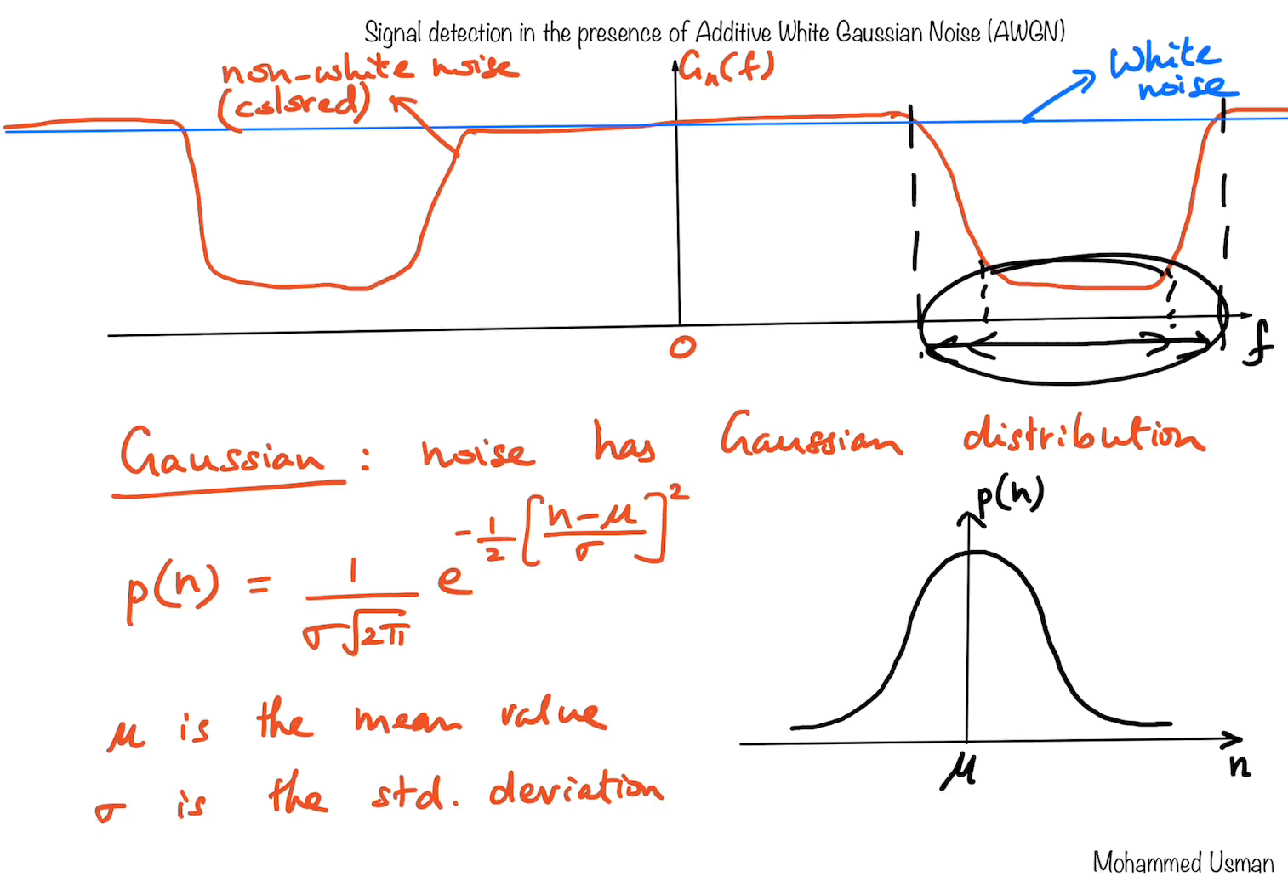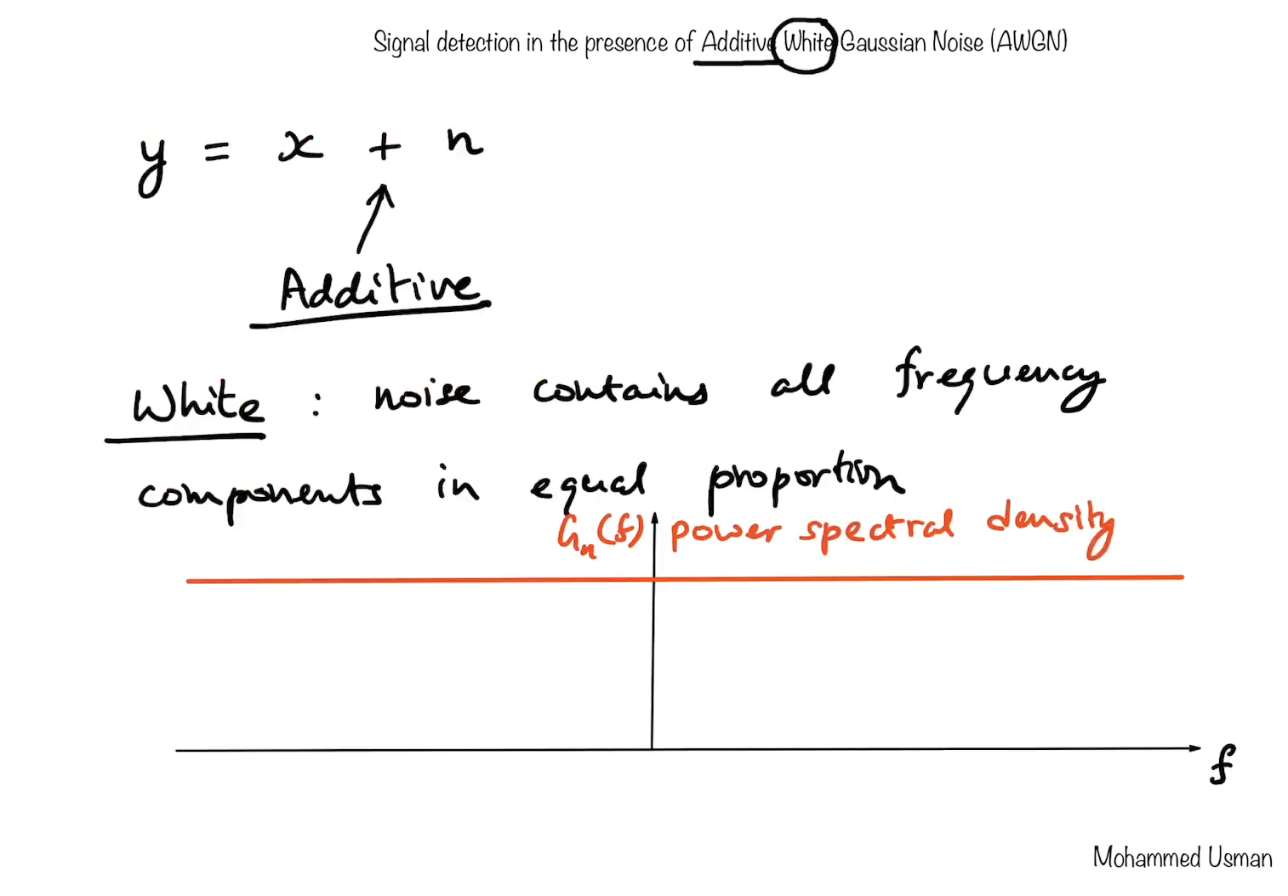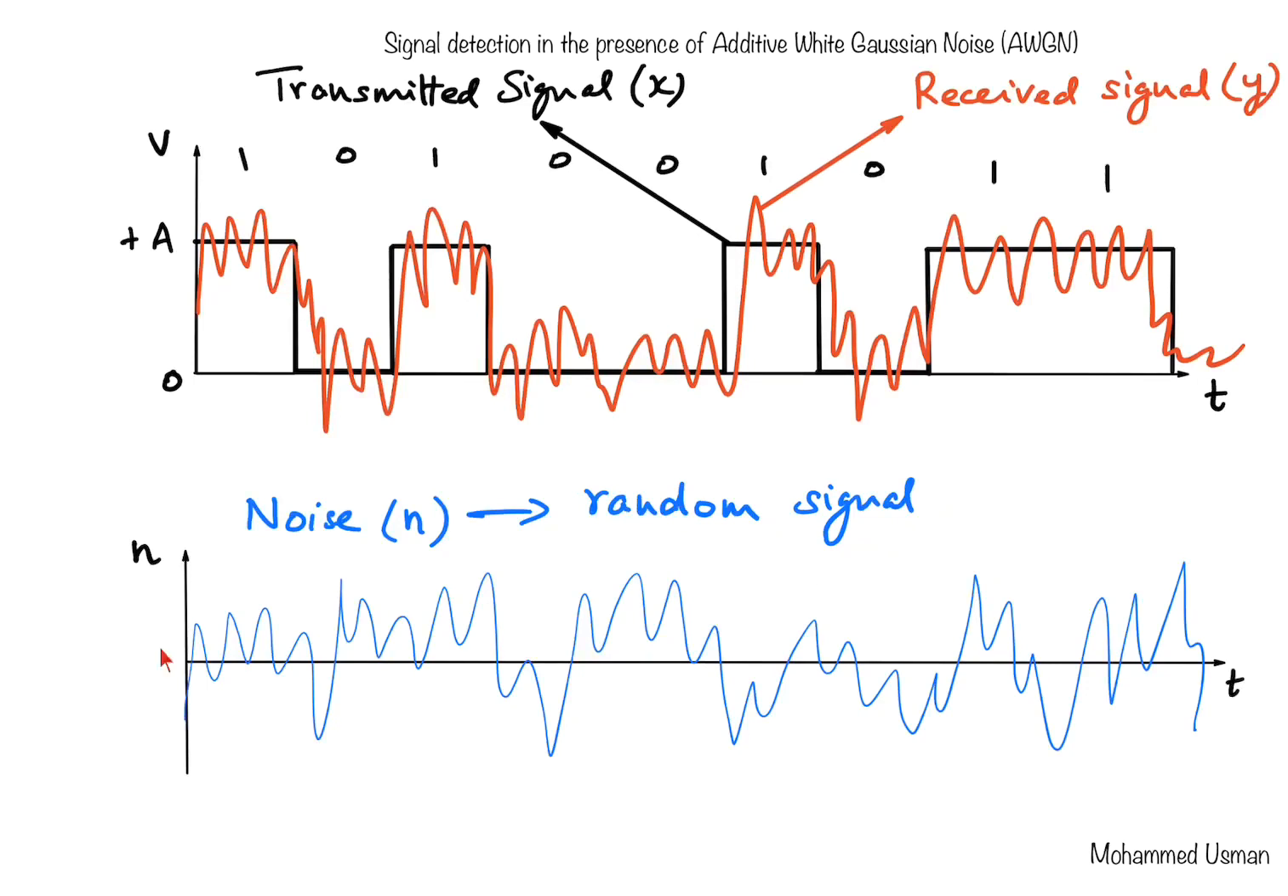At the center is the mean value of that variable, and on the y-axis what we have is the probability that the variable has the particular value denoted on the x-axis. So at this point, that's the probability that the noise has a value equal to mu, and so on. Now, the noise that we are going to deal with, we will say that this is a zero mean Gaussian noise. That means it is centered on zero.